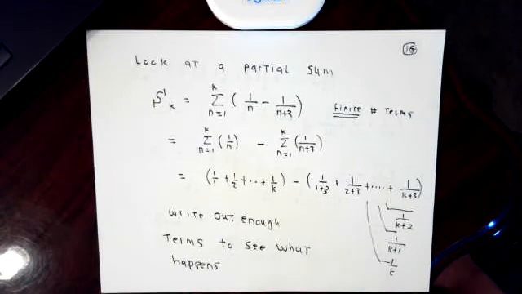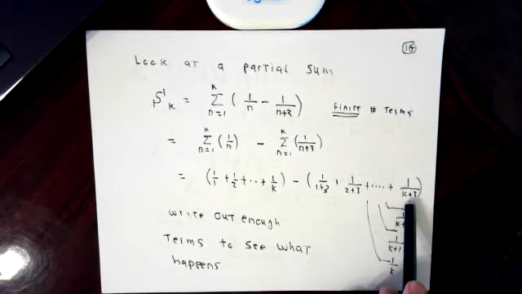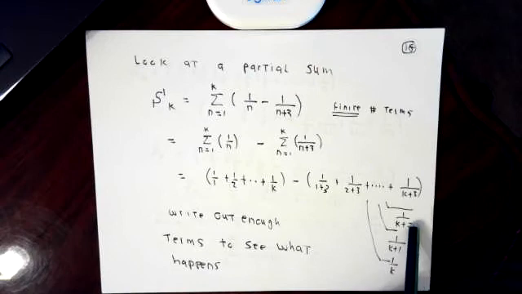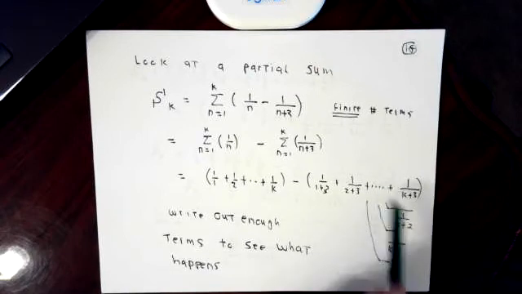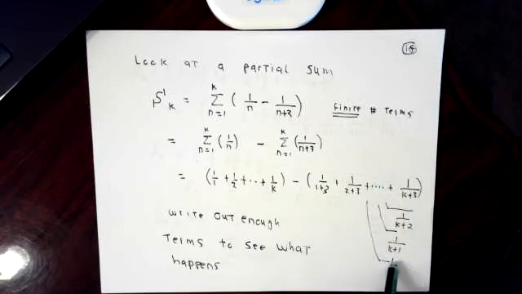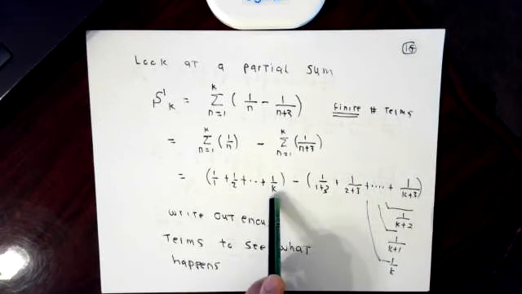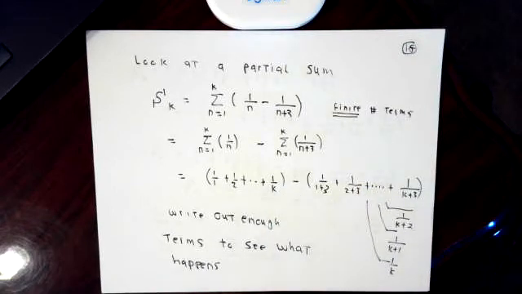I need to make a couple of comments about what terms go where so I can see what I'm doing. Right before 1 over k plus 3 is 1 over k plus 2. Right before that one is 1 over k plus 1. And right before that one is 1 over k. And there's a 1 over k here. So this should be enough to let me see what I'm doing.